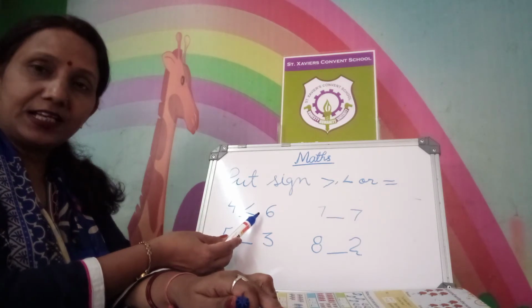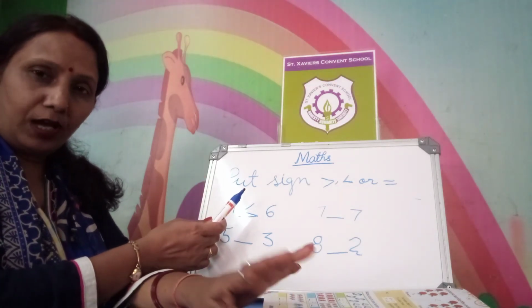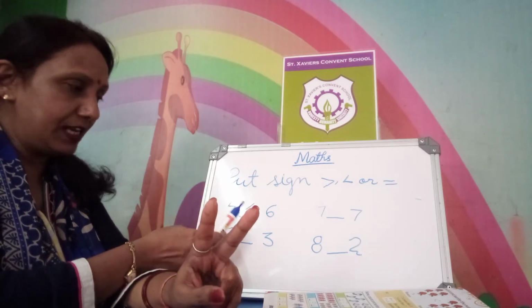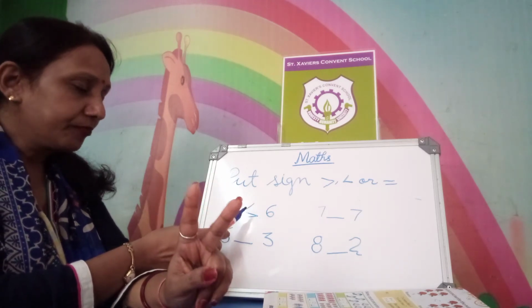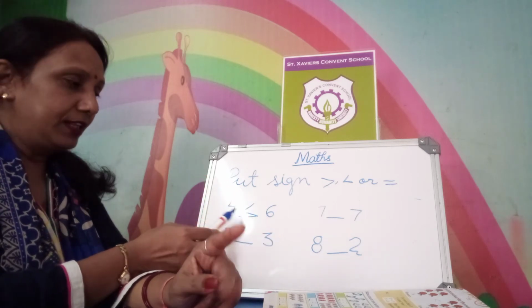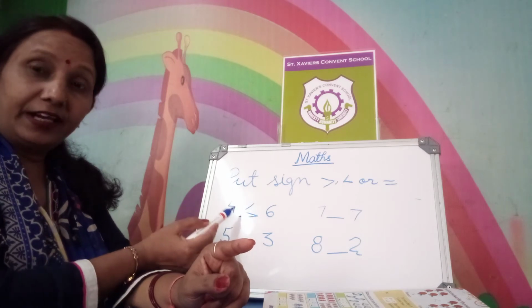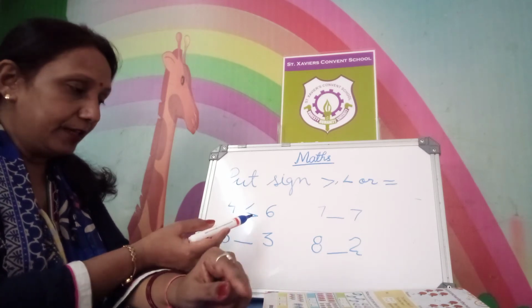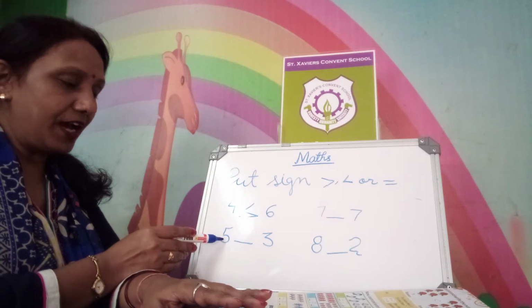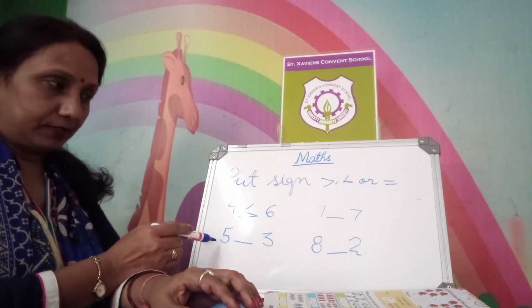Why is it called greater than? We are comparing two numbers, two digits, two things, two groups. So 6 is greater than 4. That's why we have put the sign of the greater than. Next number, you see 5 and 3. Which number is greater?